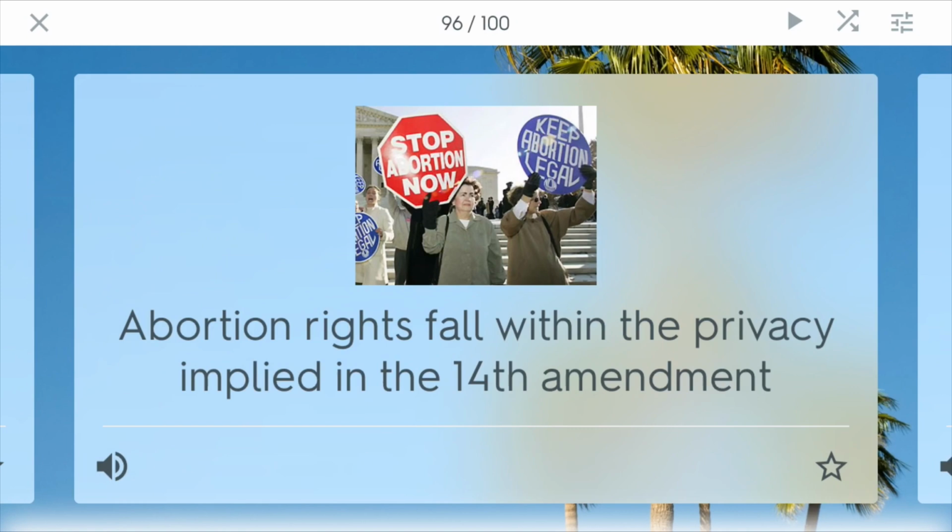Roe versus Wade in 1973. This stated that abortion rights fall within the privacy implied in the 14th Amendment, which also guaranteed a woman's right to abortion in the United States.